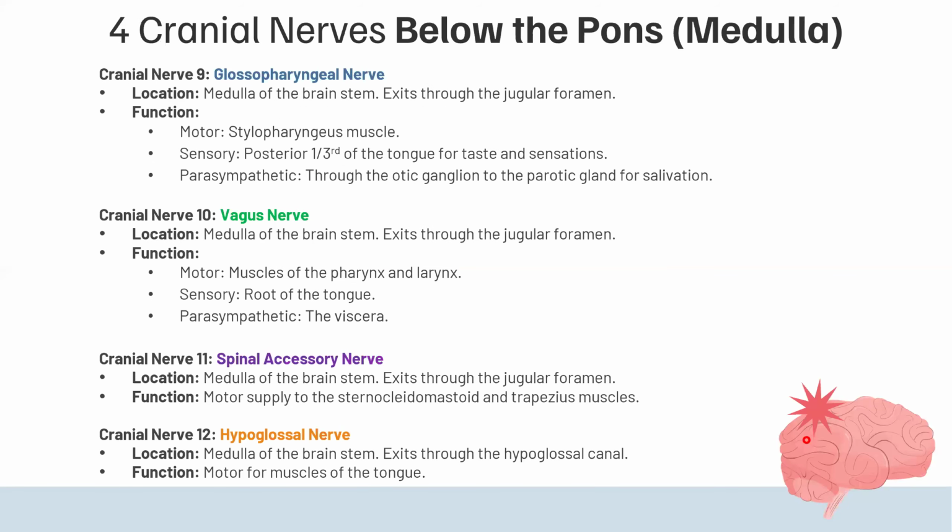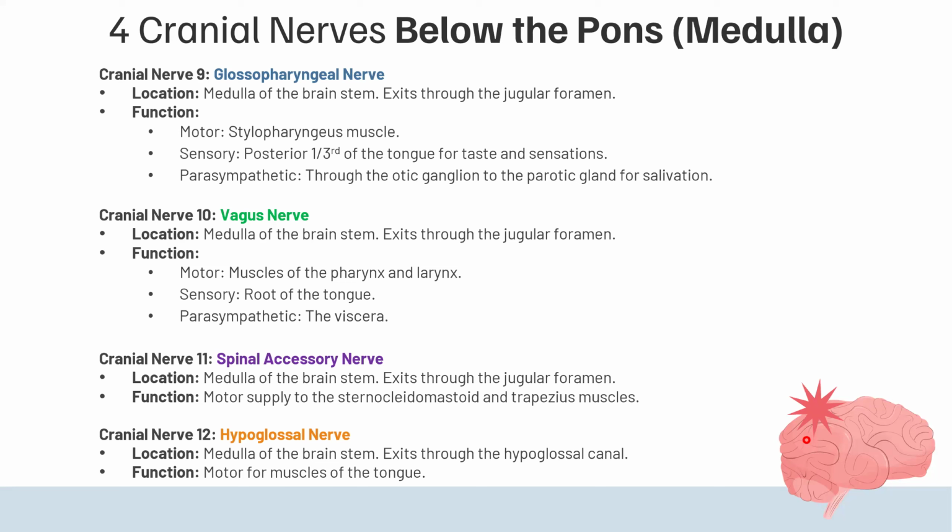Lastly, we have 4 cranial nerves below the pons. And in this case, they are all in the medulla. So I'm not going to tell you there doesn't necessarily mean they're all in the brainstem. They are all in the medulla. We have our 9th cranial nerve, which is the glossopharyngeal nerve. We have our 10th cranial nerve, which is the vagus, the 11th, which is spinal accessory, and the 12th, which is hypoglossal.